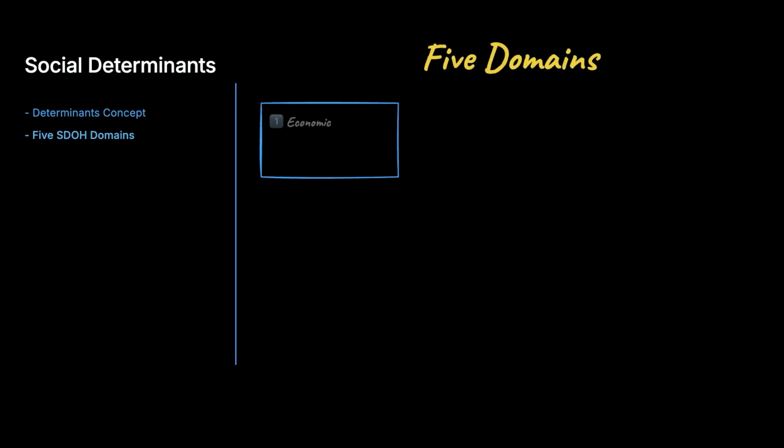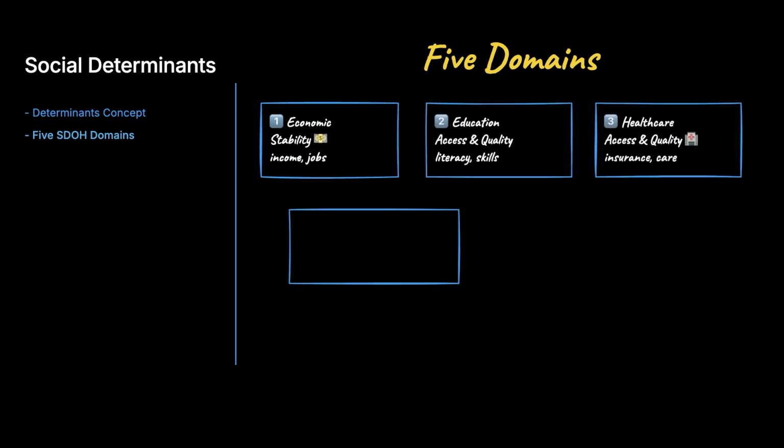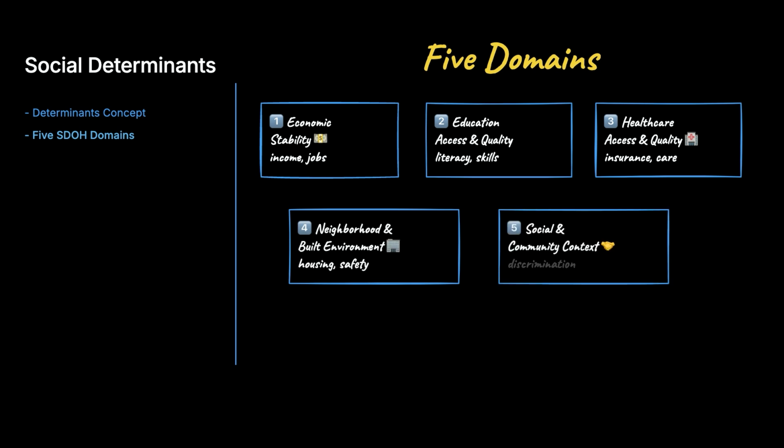The Healthy People Framework groups these determinants into 5 domains, and you should name all 5. First, economic stability. Second, education access and quality. Third, healthcare access and quality. Fourth, neighborhood and built environment. And fifth, social and community context. Almost any determinant from income to housing to discrimination fits one of those domains.